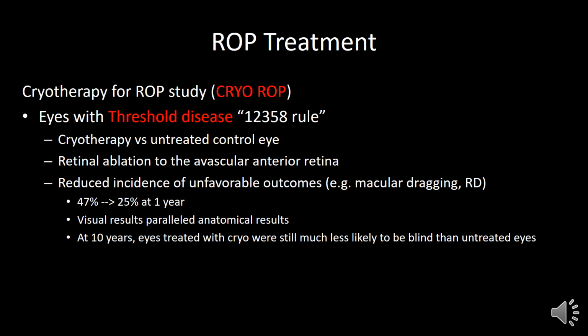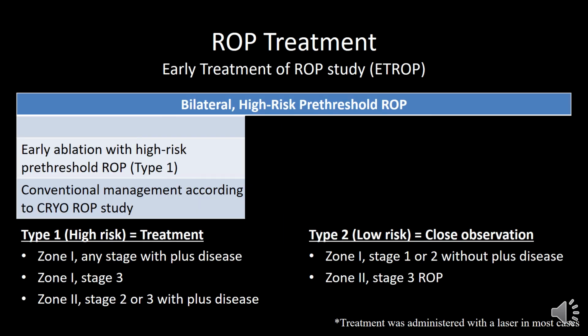The early treatment of ROP, or ET-ROP study, examined infants with bilateral high-risk pre-threshold ROP. They were randomly assigned to receive early ablation with high-risk pre-threshold disease or to conventional management according to the cryo-ROP study. Below we can see the exact criteria for type 1 and type 2 ROP. High risk was determined using a computational model based on the natural history cohort of the cryo-ROP study. This model used demographic characteristics of infants and clinical features of ROP to classify eyes with pre-threshold ROP as either high risk or low risk.